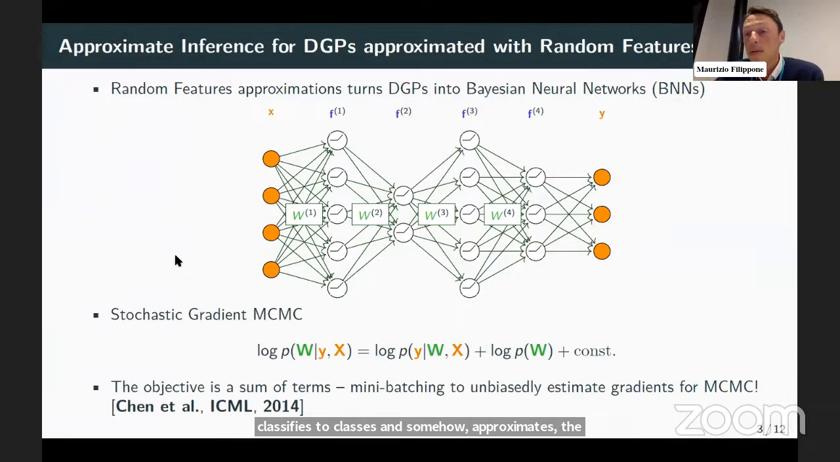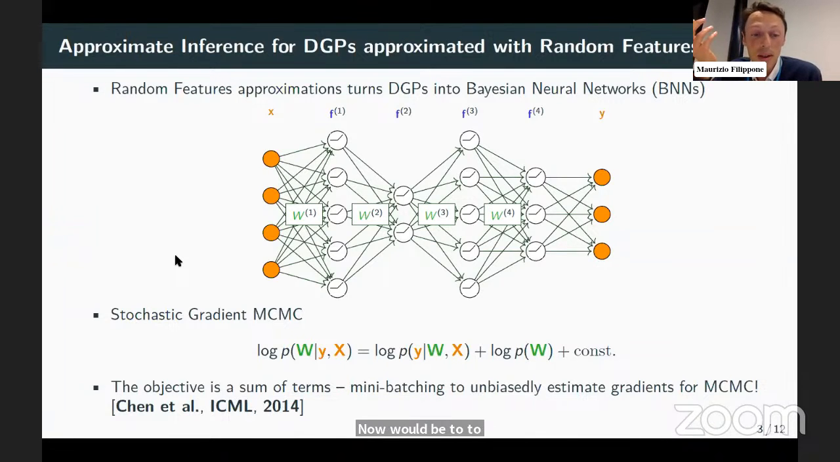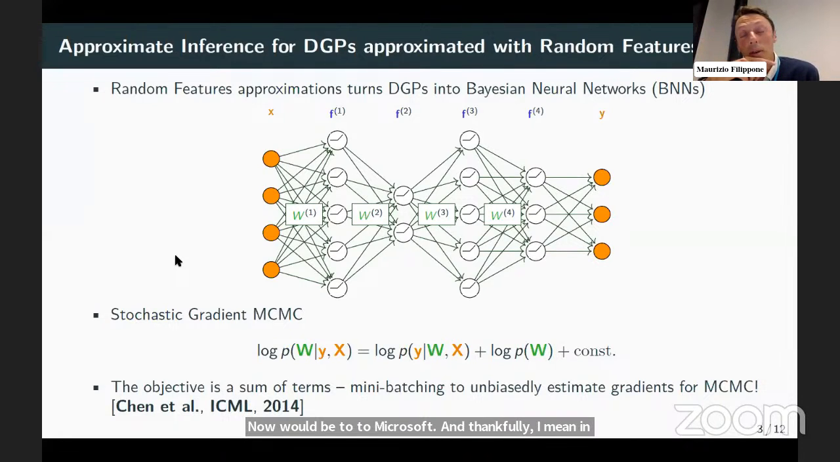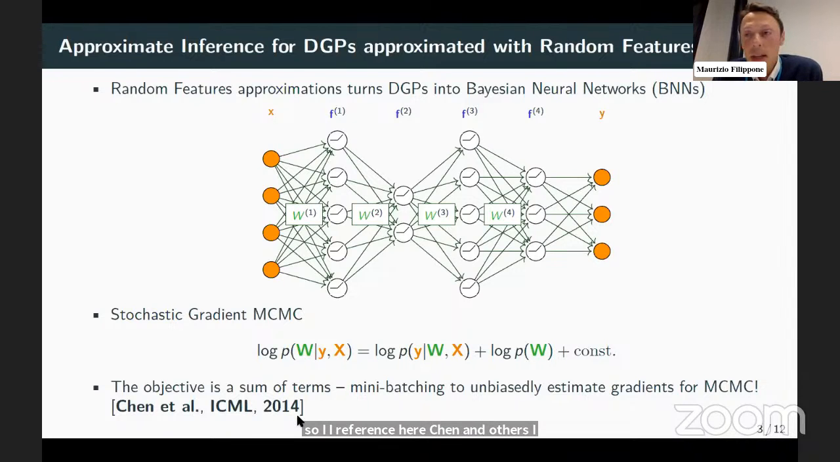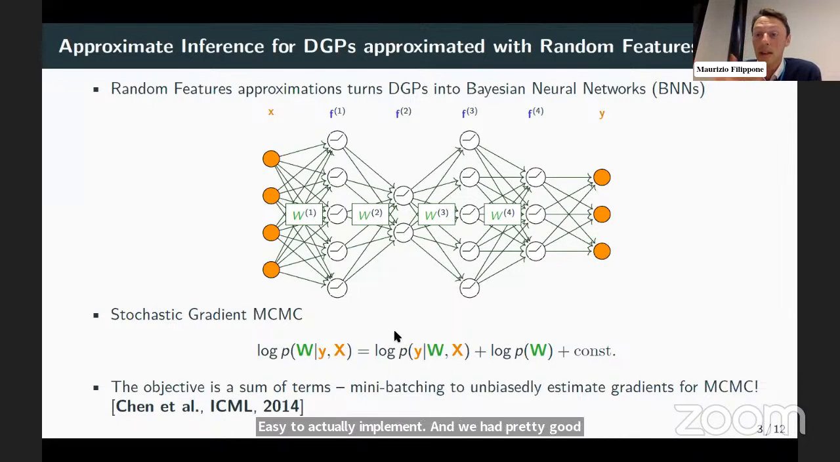But another way to go about this problem would be to do Markov chain Monte Carlo. And thankfully, already in 2014, there was a lot of work on ways to utilize similar ideas from stochastic optimization to actually do Markov chain Monte Carlo. So I reference here Chen and others, ICML 2014, but also Max Welling and Yee Whye Teh did some fantastic work on stochastic gradient Langevin dynamics. And this in particular is stochastic gradient Hamiltonian Monte Carlo, which Annie also mentioned before. And this is pretty easy to actually implement. And we had pretty good success recently in making it work for really large data sets and really large architectures, even convolutional neural networks.